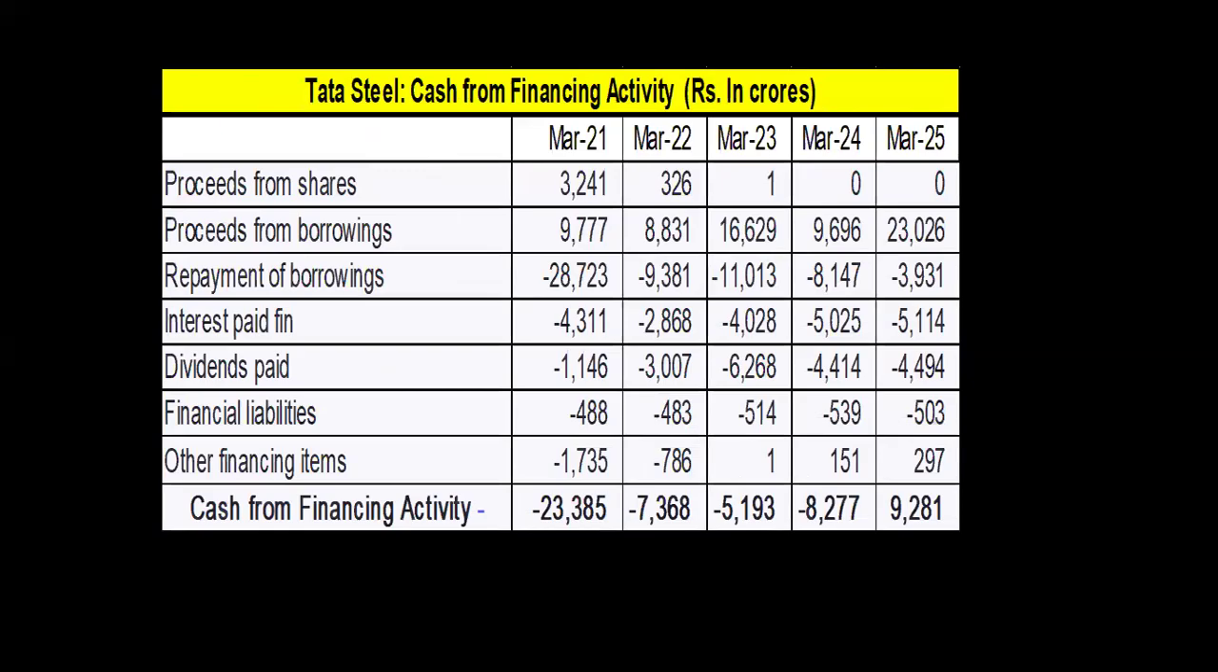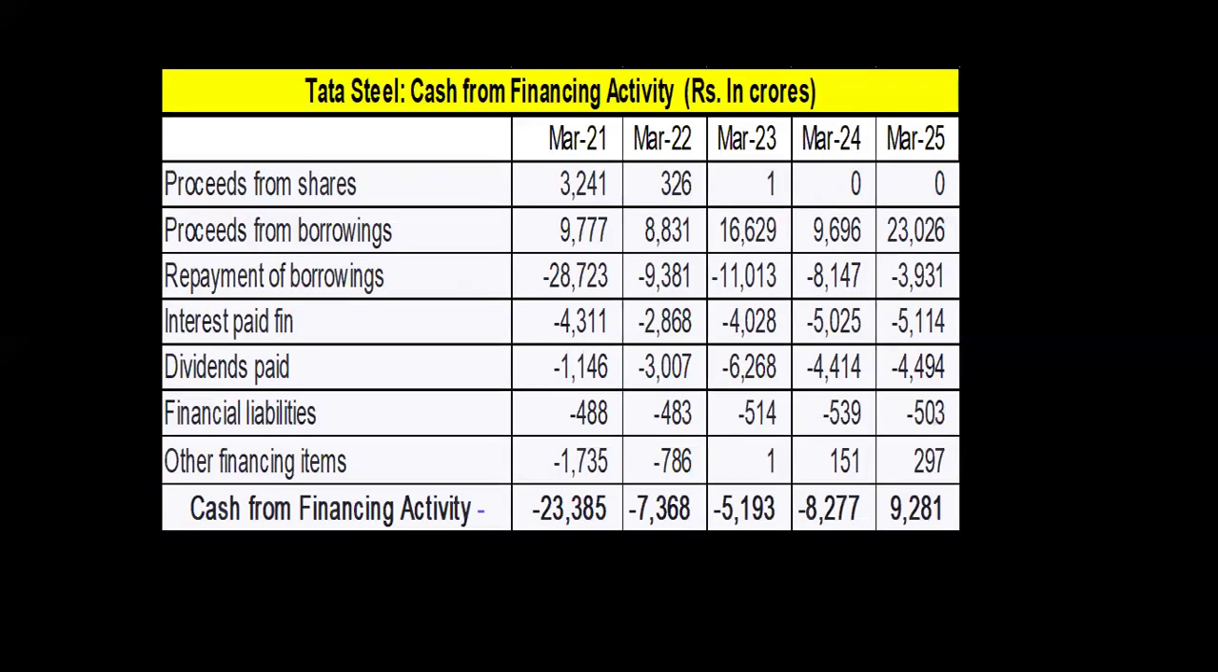Whereas Tata Steel, we can see that out of 5 years, 4 years has been negative. The latest year is a positive CFF because of the proceeds from the borrowings. The company has raised 23,000 crore during this year. What did they do with that money?